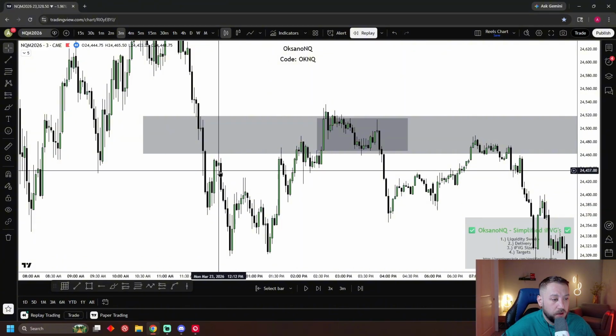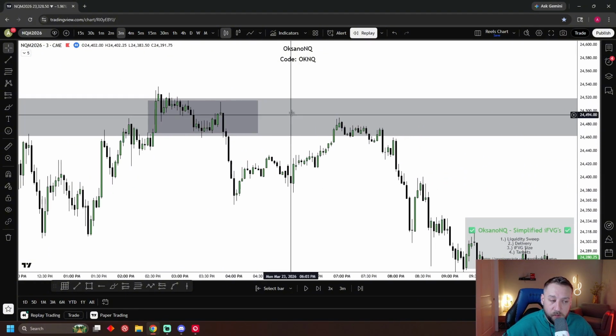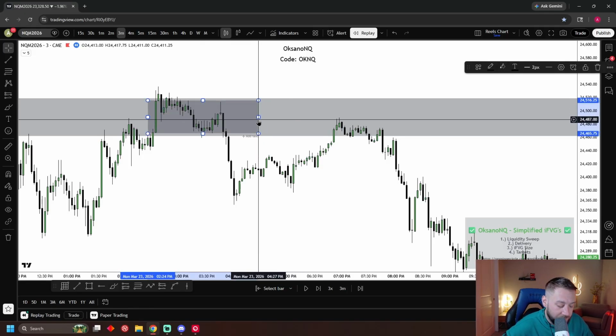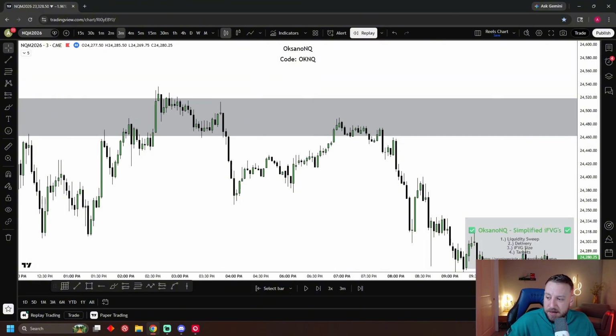Right here, we put in a bearish gap. We inverse the gap. We go higher. And obviously, it's much harder to determine this in live time, but the logic is all we're focusing on right now.